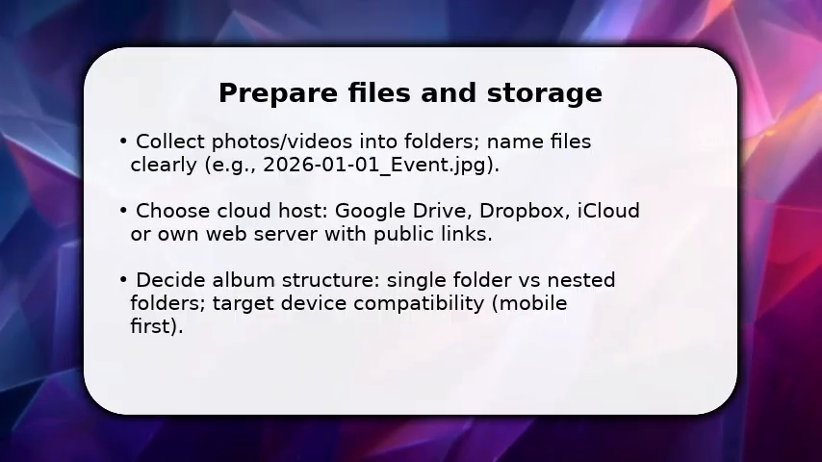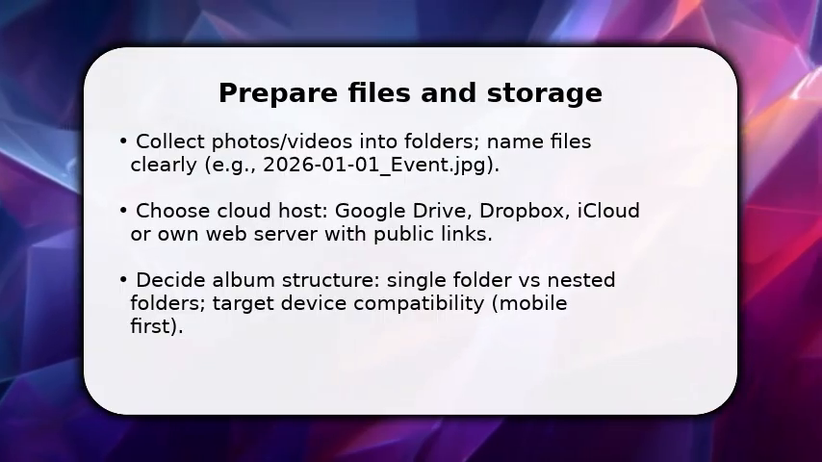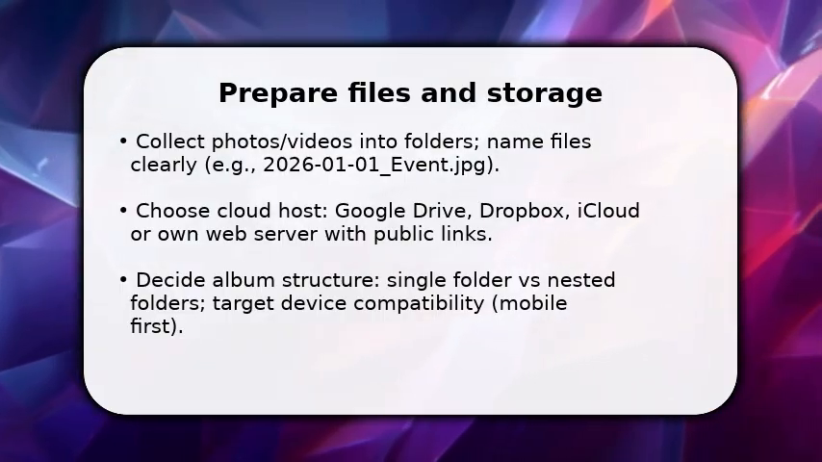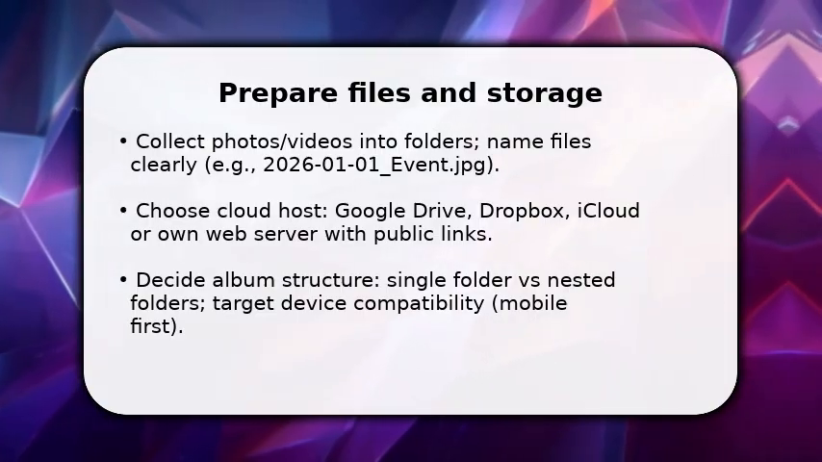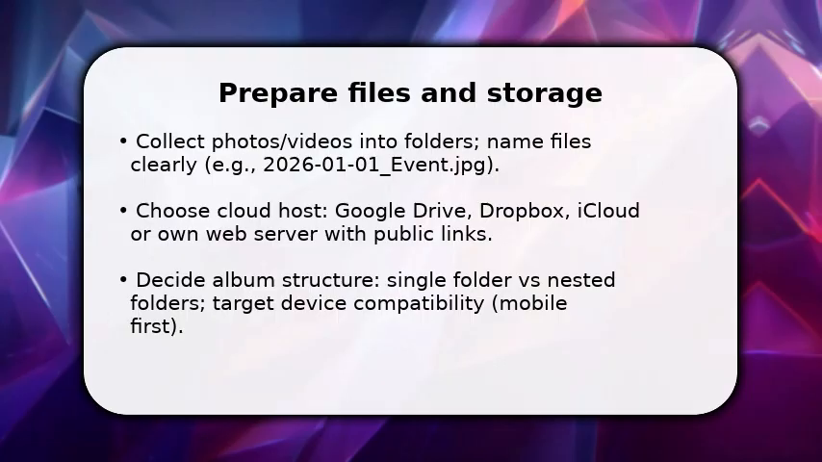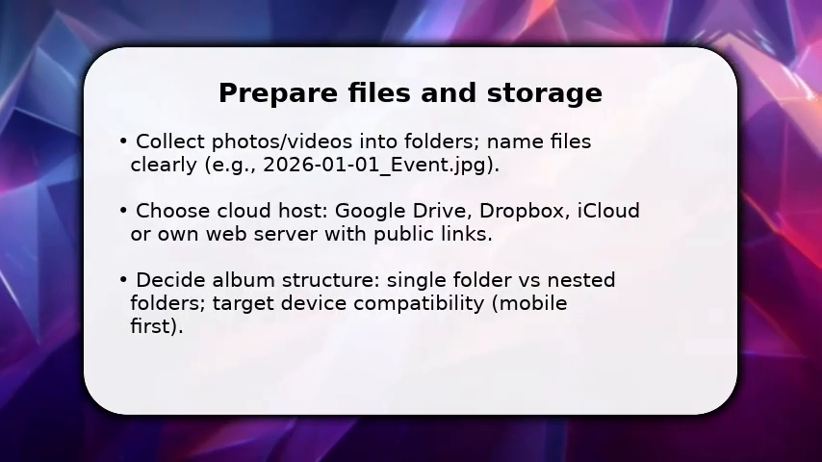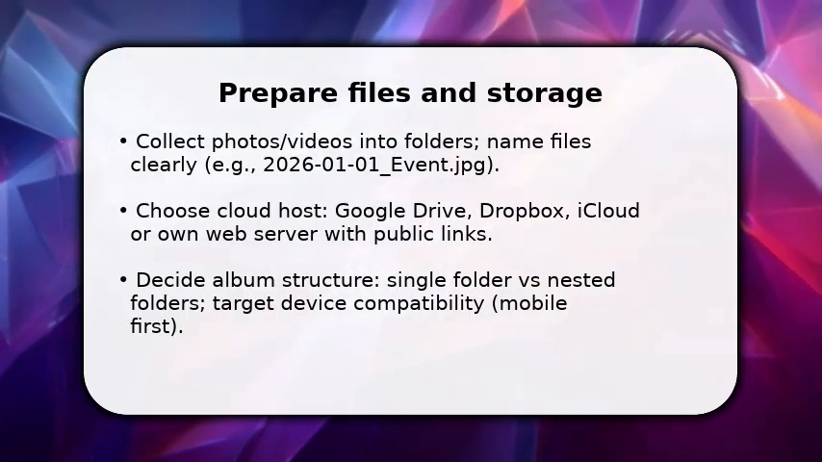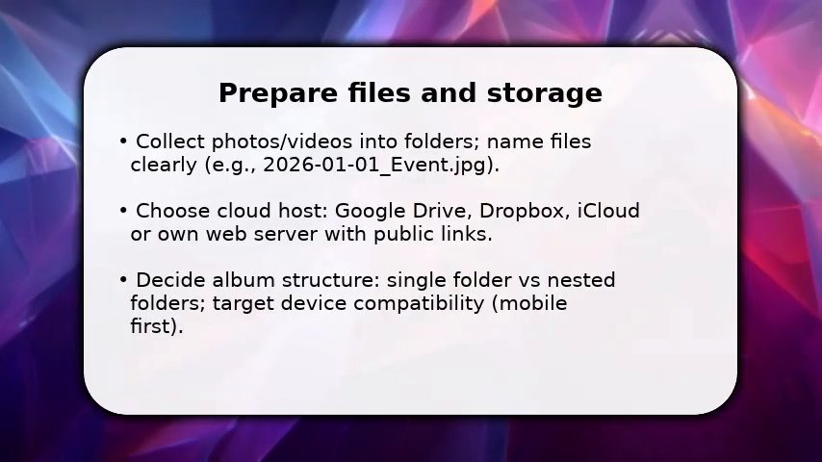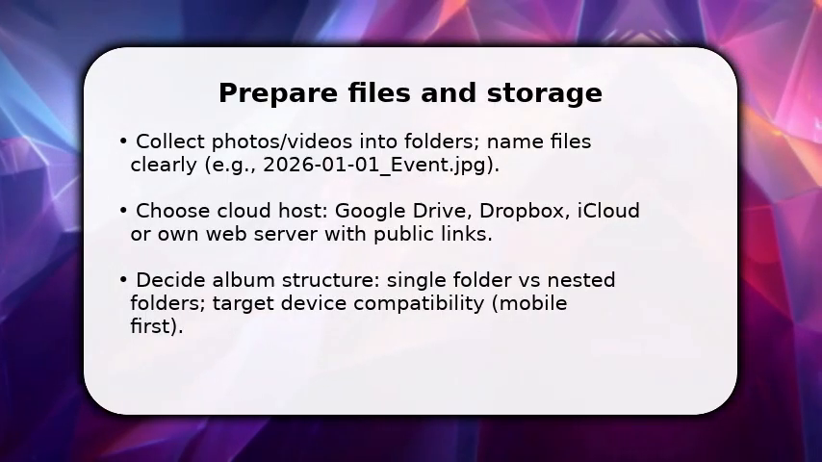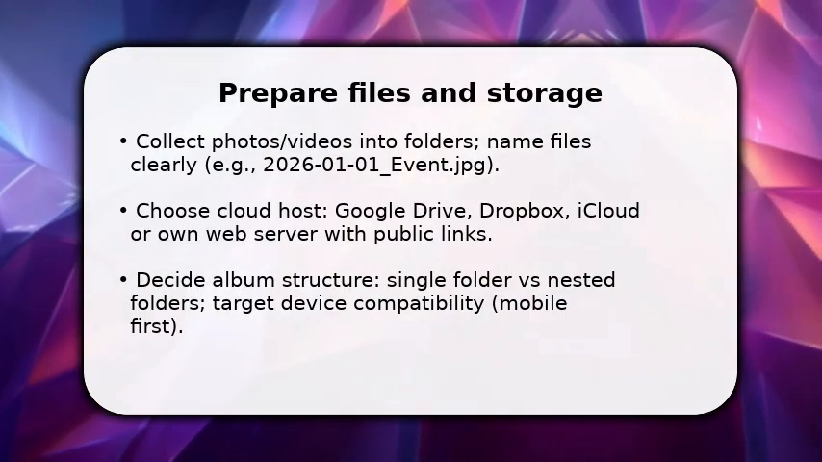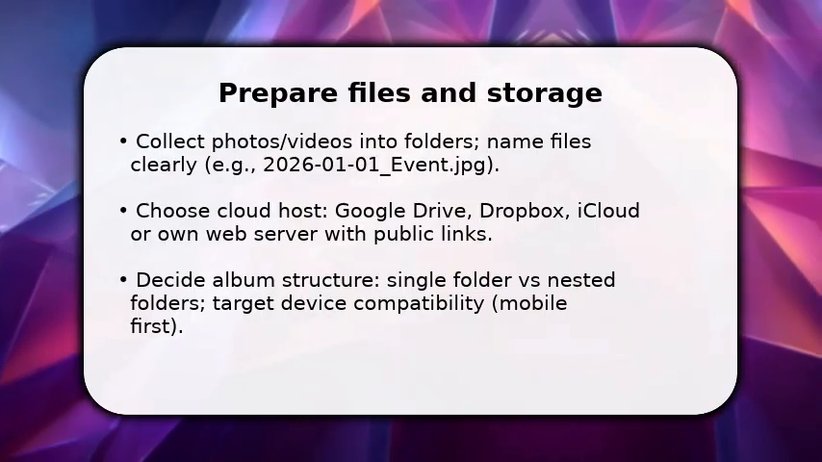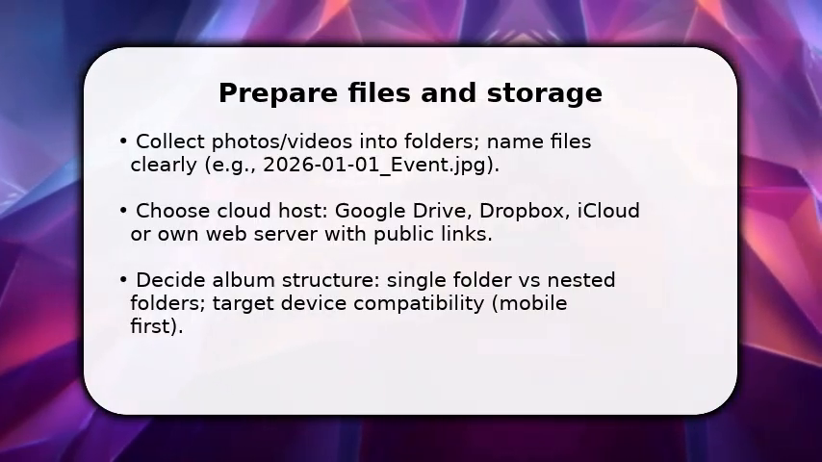You start by organizing the content you want in the digital album. Place images and videos into a single folder or logical subfolders so links stay tidy. Once done, pick persistent hosting, a cloud service or your web server. Make sure files have public share links. You also need to choose whether the QR directs to one landing page or a folder listing. Do this now so all subsequent steps use consistent file names and predictable paths.